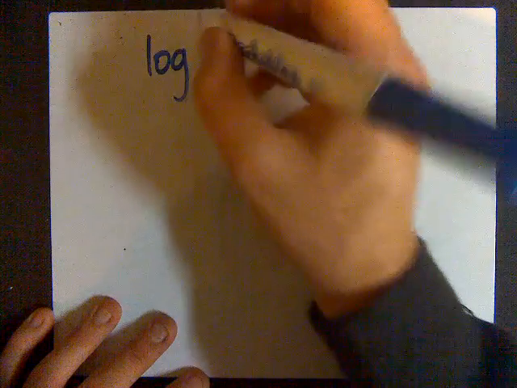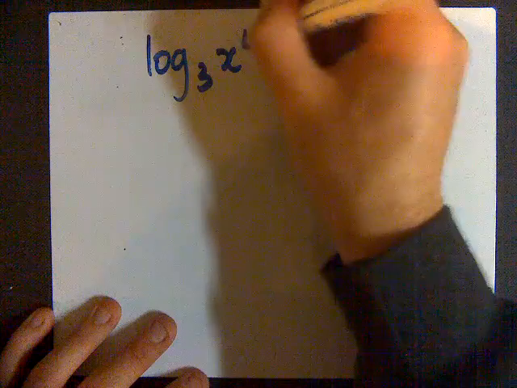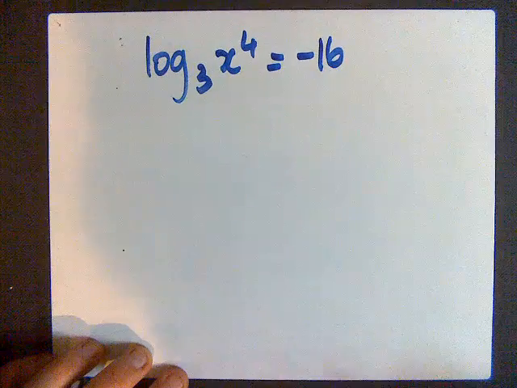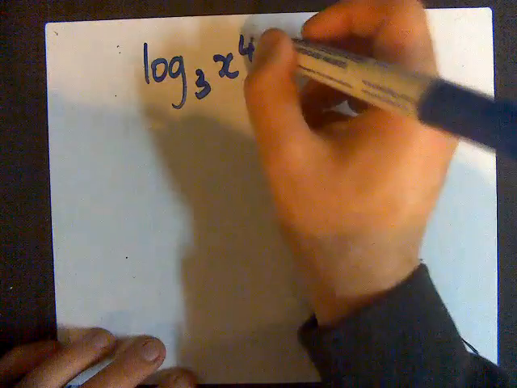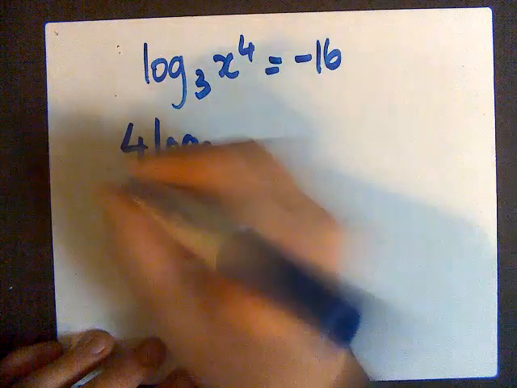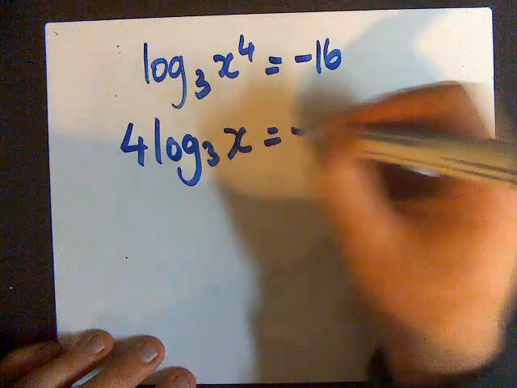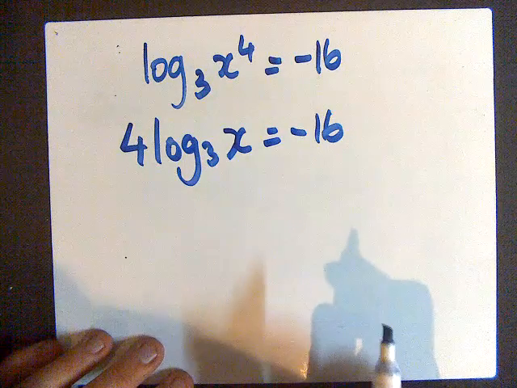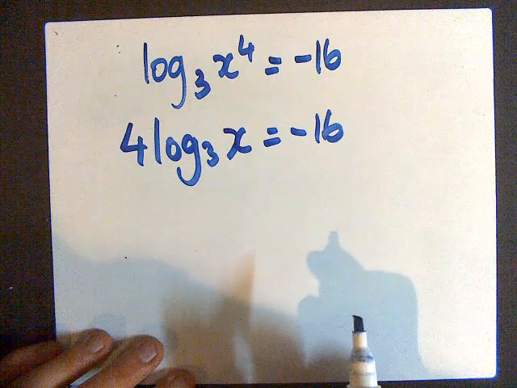And last example on questions of this nature. Actually, let's do 2 more. So let's go log base 3 of x to the power of 4 equals -16. Now, using our third logarithm law, we know that we can take this 4 out the front and multiply the whole log. So 4 log base 3 of x, like that. All I've done is taken the 4 at the front. We know we can do this from our log law 3. Look at the last video for log laws if you need to.